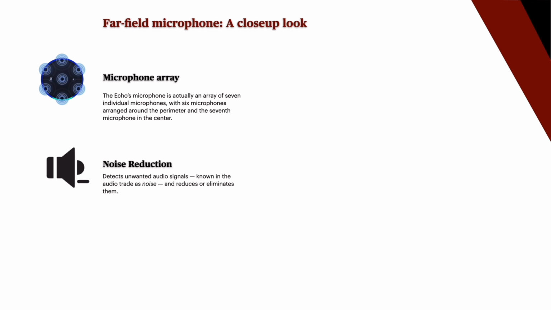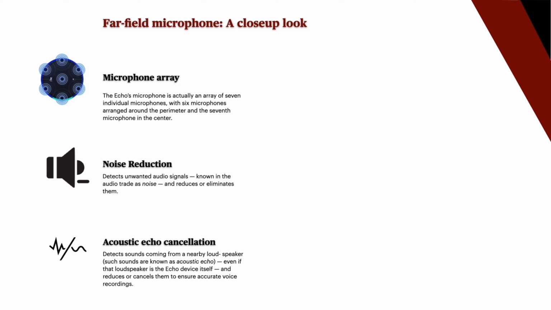Noise reduction. Detects unwanted audio signals known in the audio trade as noise and reduces or eliminates them. Acoustic echo cancellation. Detects sounds coming from a nearby loudspeaker. Such sounds are known as acoustic echo, even if that loudspeaker is the Echo device itself, and reduces or cancels them to ensure accurate voice recordings.